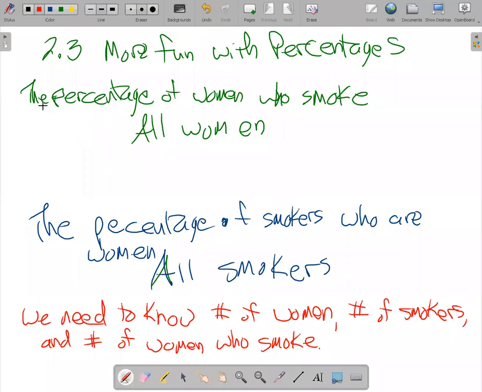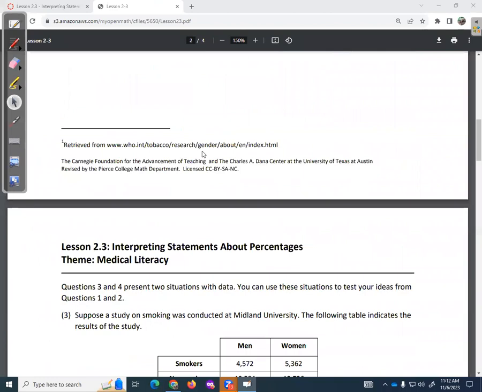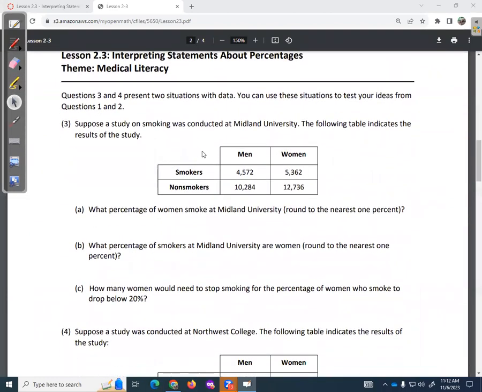So we're trying to differentiate between the percentage of women who smoke versus the percentage of smokers who are women. First one is out of all women, the second one is out of all smokers. So to figure these out, we need to know how many women there are, how many smokers there are, and how many women smoke. And when we turn the page, we get this information right here. So let's mess around with it.